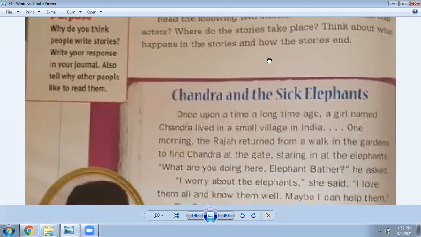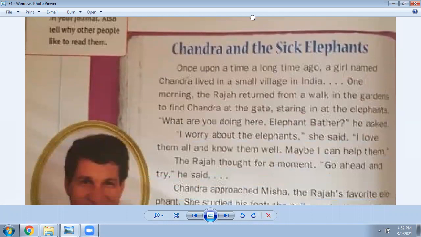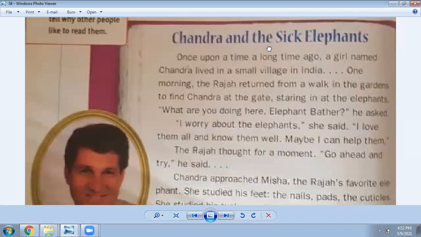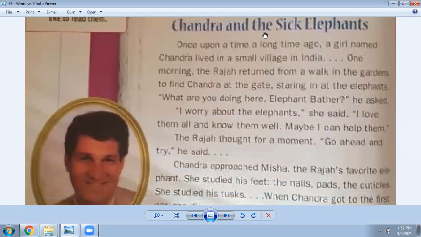We're going to think about where the stories happen, the characters that are in the story. These stories are made up, stories about something that the author, the person who wrote the story, imagined. We're going to start with Chandra and the Sick Elephants.